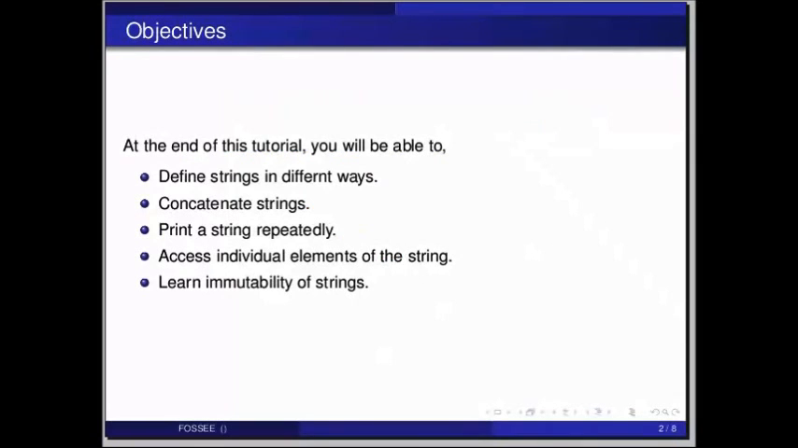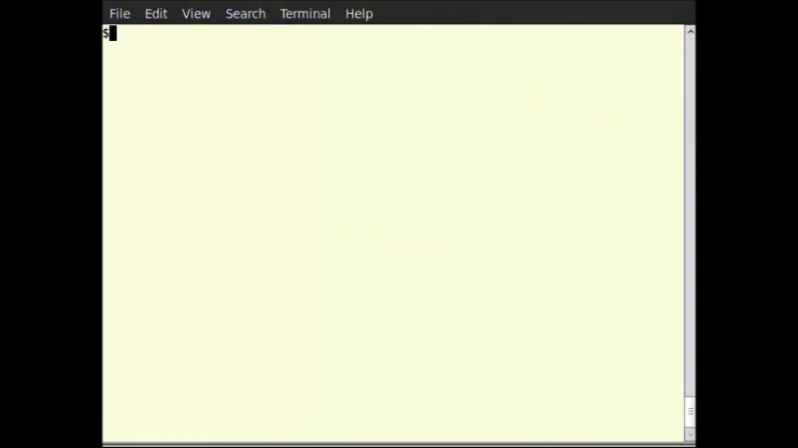At the end of this tutorial, you will be able to define strings in different ways, concatenate strings, print a string repeatedly, access individual elements of the string, and learn the immutability of strings. Open the terminal and invoke the IPython interpreter by typing IPython. So type IPython and hit enter.